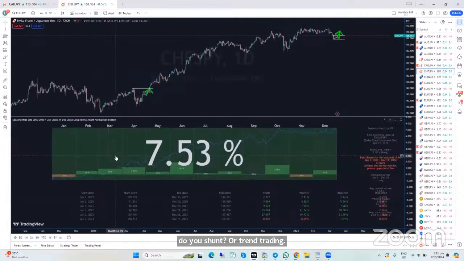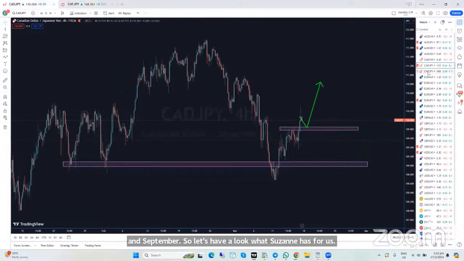Swiss Yen, March, again, this is possibly another good place to enter. You can see that from February to October, very, very nice runs. Maybe see some retracement in May, July, and September. So let's have a look at what Swiss Yen has for us. All right, let's have a look at Swiss Yen.